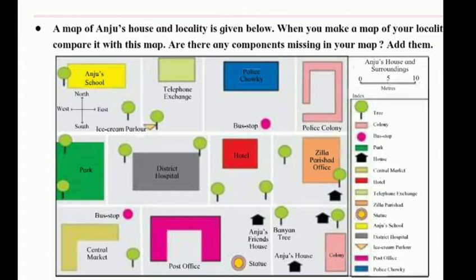See now in this map, a compass rose is shown. Then the heading is also given. Then the scale is also given. And then the index is also given to represent the symbols and the information given about the symbols.